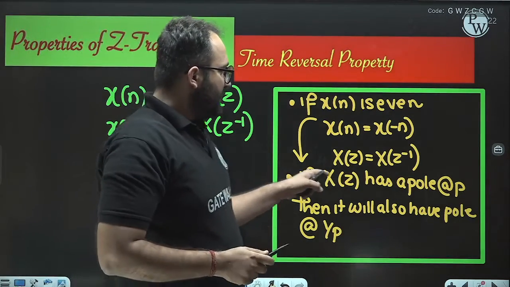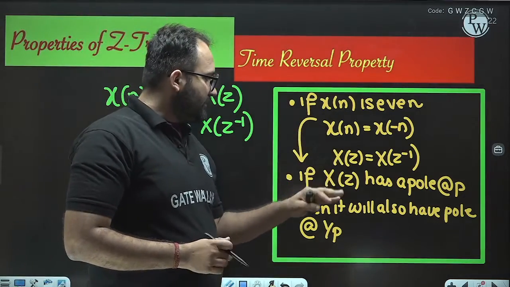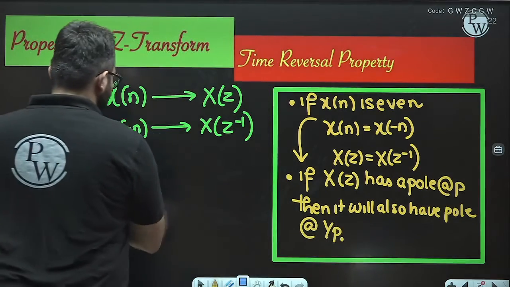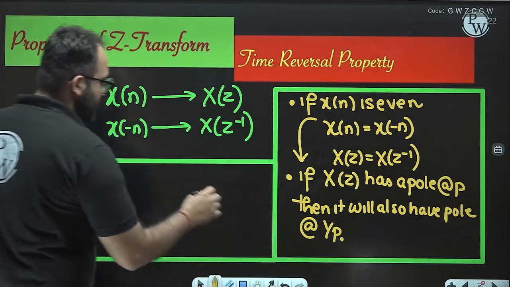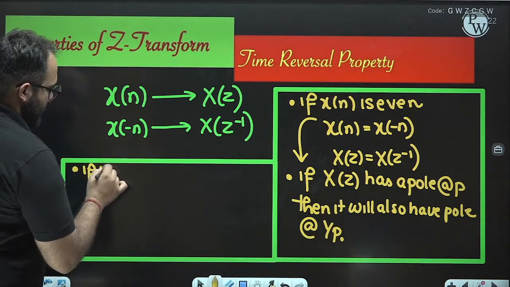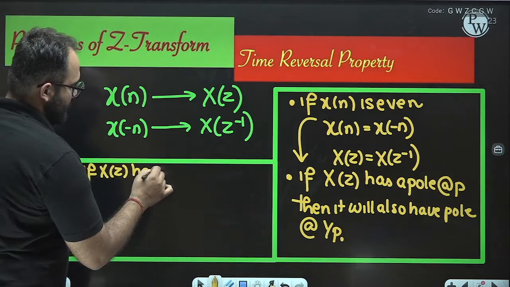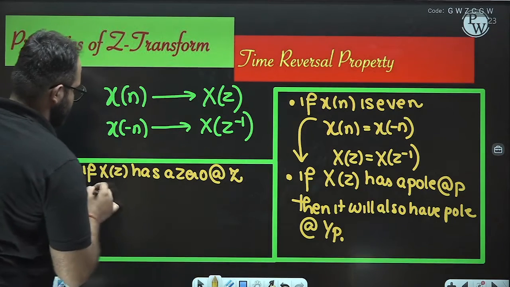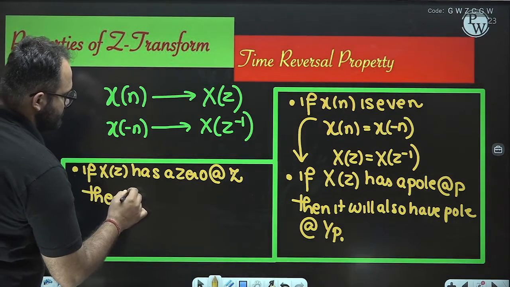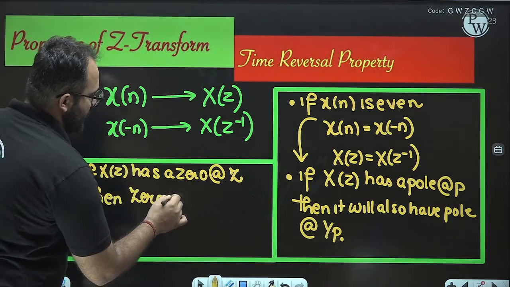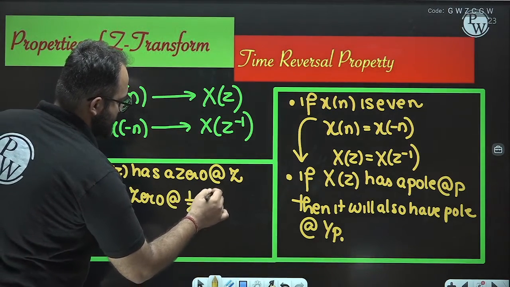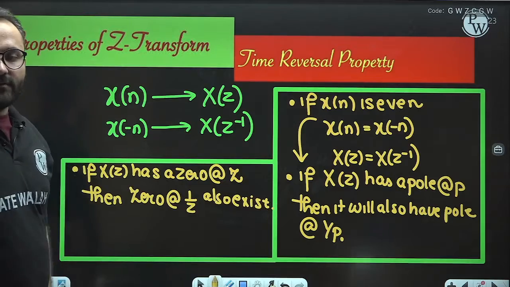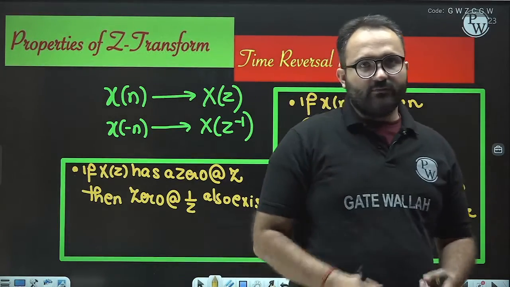So if x[n] is even and X(z) has a pole at P, then it will also have a pole at 1 upon P. The same property holds for the zeros also. If X(z) has a zero at z, then a zero at 1 upon z also exists. So these two properties are very important, for poles as well as for zeros.